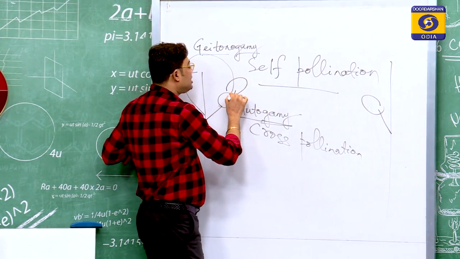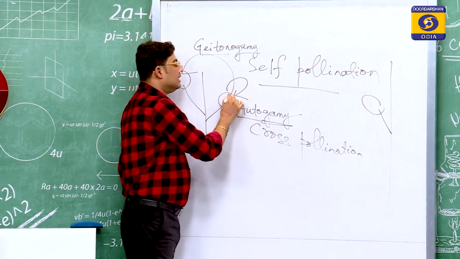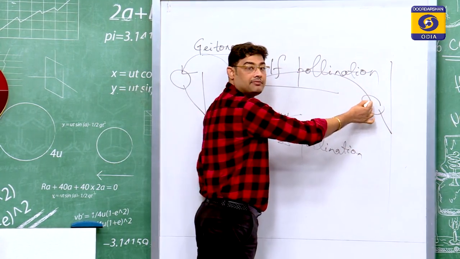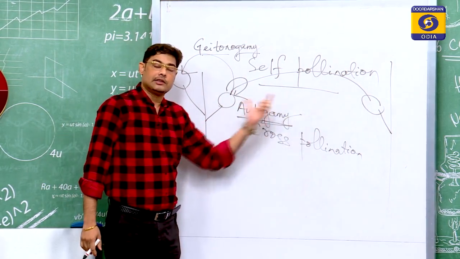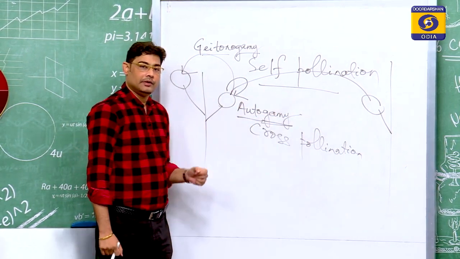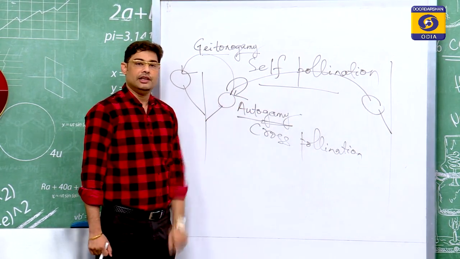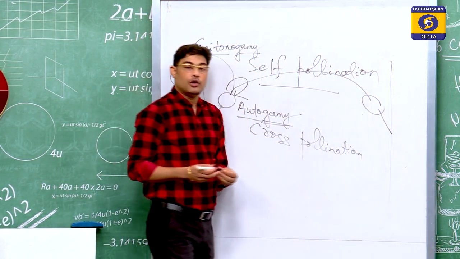Now, if the pollen grains are released from this anther and fall on the stigma of this flower, that means on another individual, then this is called cross pollination. So, the pollination between two different individuals is called cross pollination. Here also we can find two types of cross pollinations.